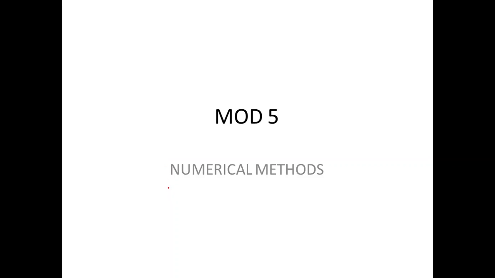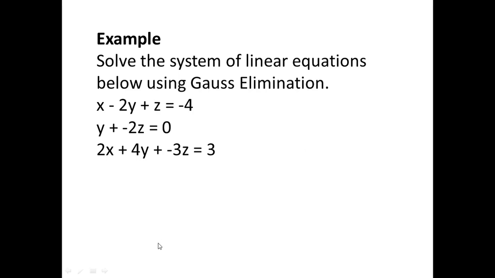We will learn about the numerical methods. Okay, so the first method is the Gauss elimination method. If we are given a problem like this: x minus 2y plus z, y minus 2z, 2x plus 4y minus 3z equal to 3, then solve the system of linear equations using the Gauss elimination method. That means we have to find the values of x, y, z using the Gauss elimination method.